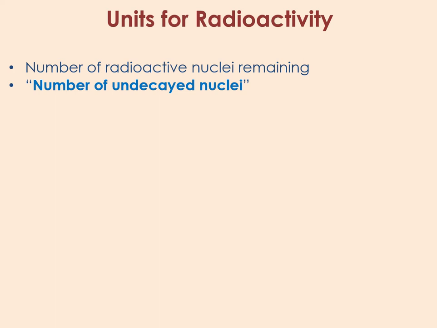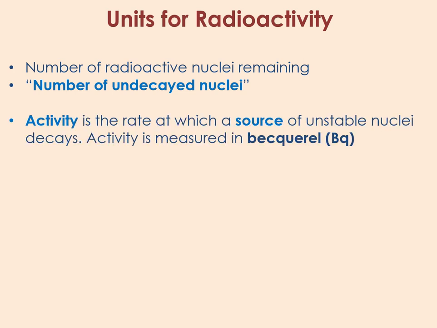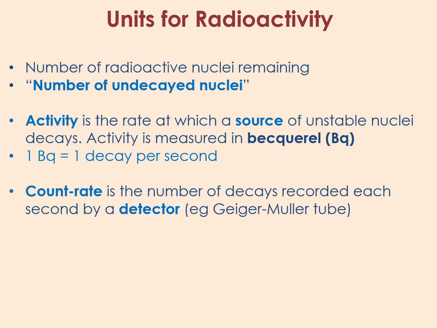The second unit that we can use, and this one I mentioned in the video about the experiment, is the activity. So the activity is the rate at which the source is decaying, and it's measured in becquerels, which is number of decays per second. The third unit we can use is the count rate. This is linked to the number of counts that we reach at the detector.